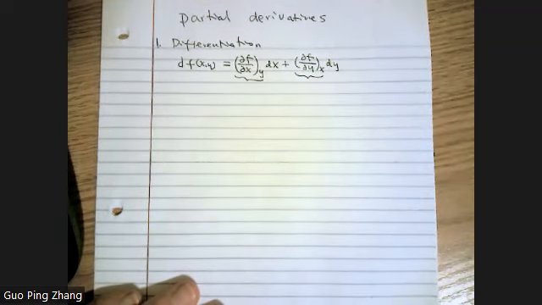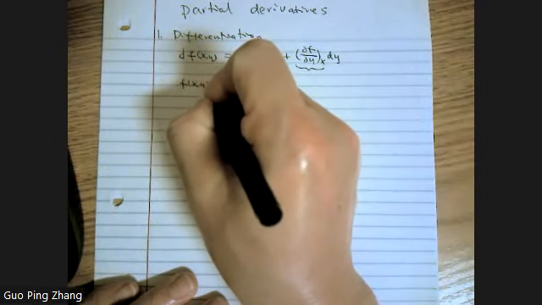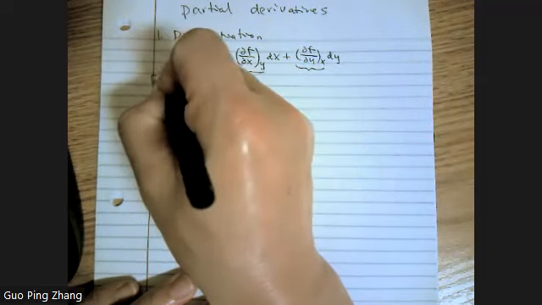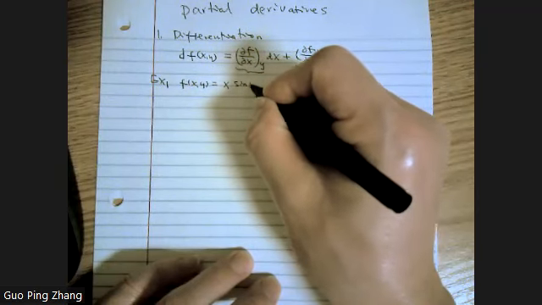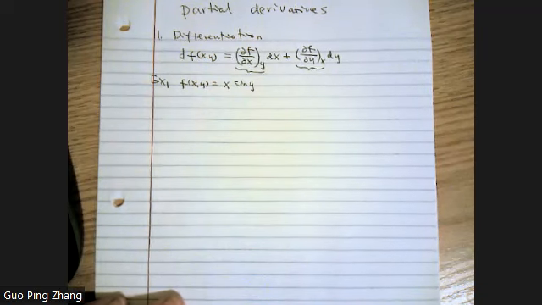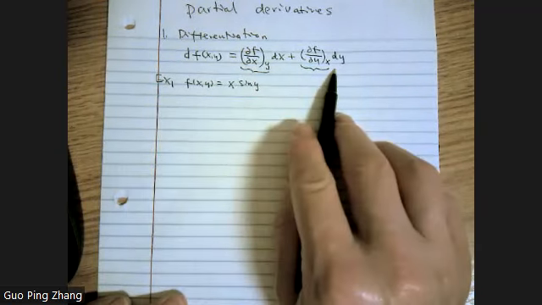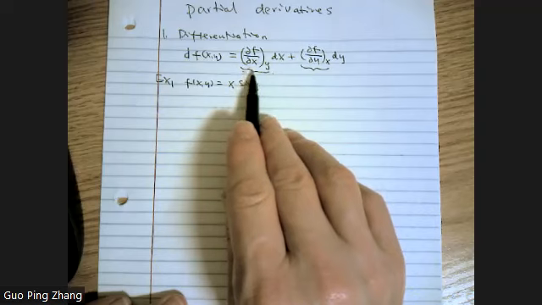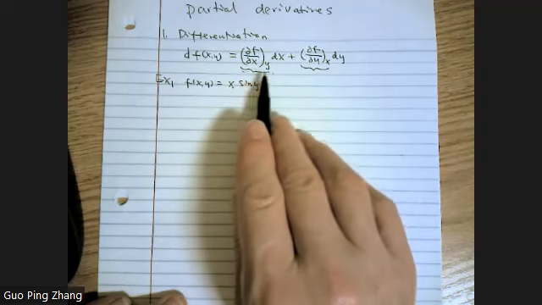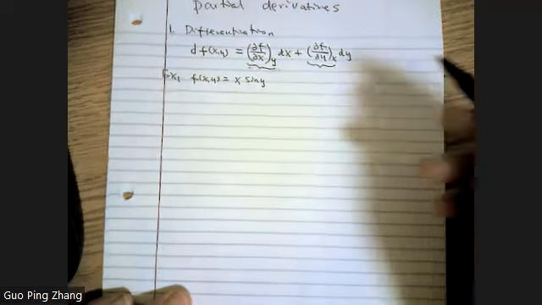Now I'm going to show you one example. Suppose f of x, y, in this example, equals x times sine y, like this. Now I can directly calculate the total differentiation using this format. Essentially what we need to calculate is the partial derivative, which means we take the derivative with respect to x while holding y constant. So this second term is going to be constant.